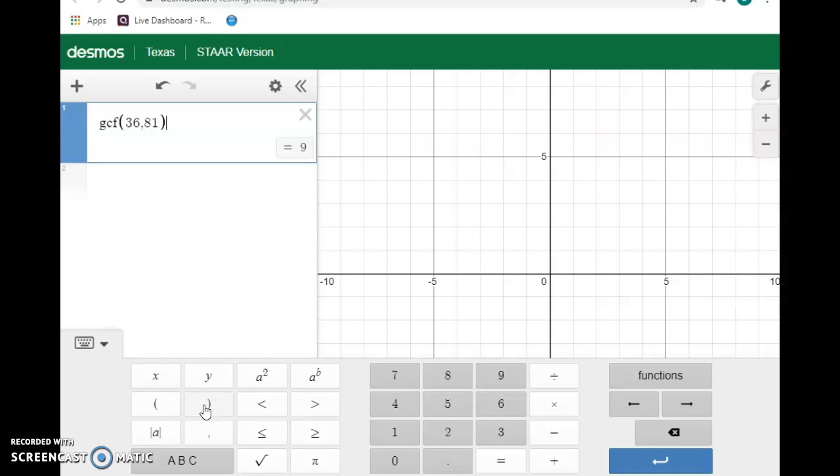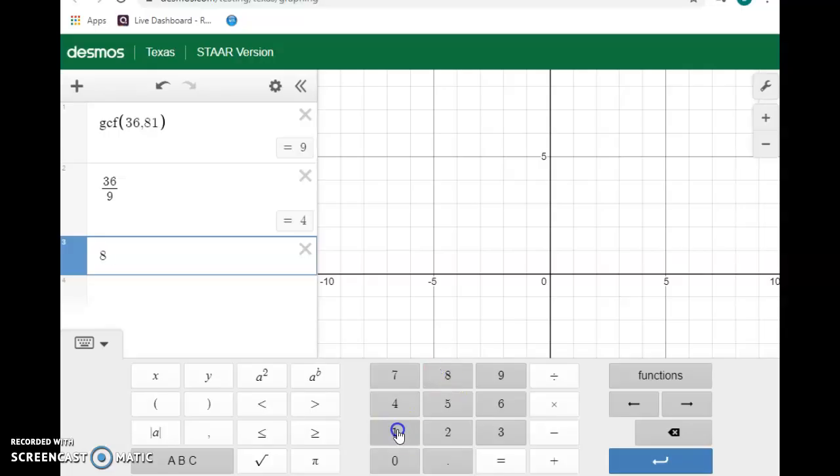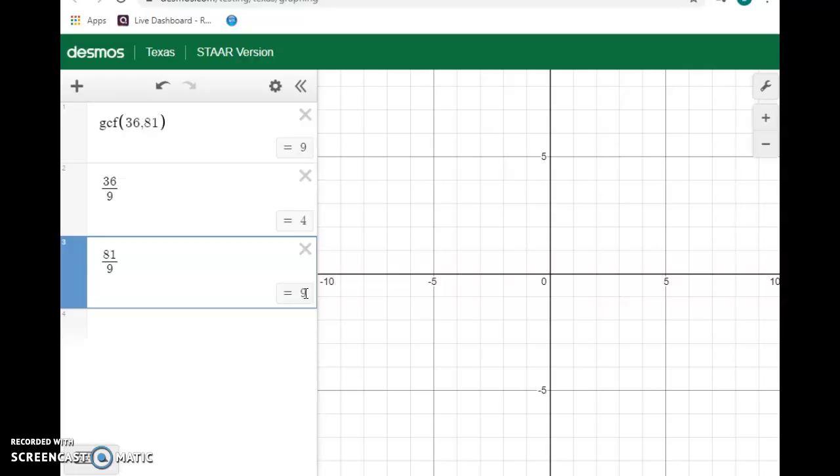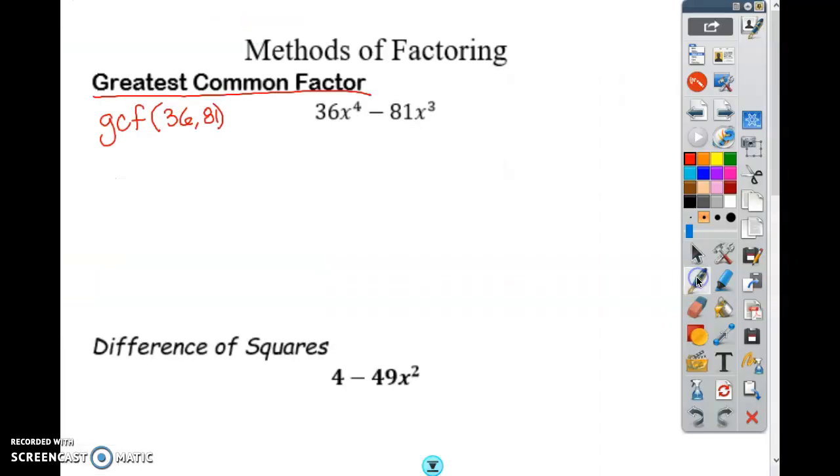That means I can take out a 9 and divide it by 9. So if I do 36 divided by 9, I'm going to be left with a 4 inside. And if I divide 81 by 9, I'm also going to be left with a 9 inside. So I'm going to take out a 9, divide everything out, and this is what I'm going to be left with inside, a 4 and a 9. So here we go. I'm going to take out a 9. I'm going to be left with a 4 inside and a minus 9 inside.